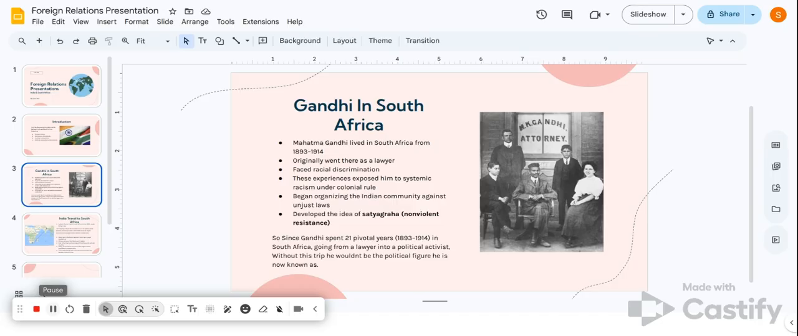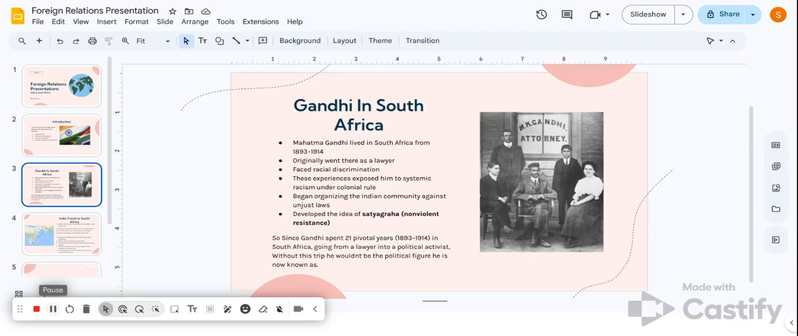One of the most known things about a connection between South Africa and India is that Gandhi lived in South Africa from 1893 until 1914. He originally went there as a lawyer, and he faced a lot of racial discrimination while he was there. One of the most well-known stories of when he was there is that he faced racism when he went to travel by train, having a ticket, and they denied him access.